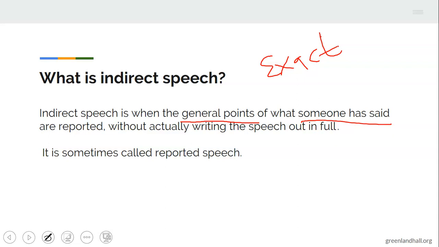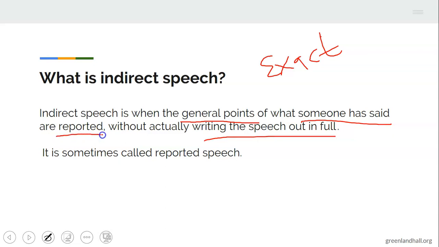It is a report of what someone has said, without actually writing the speech out in full. It's sometimes called reported speech. So if you don't want to call it indirect speech, we can also call it reported speech.